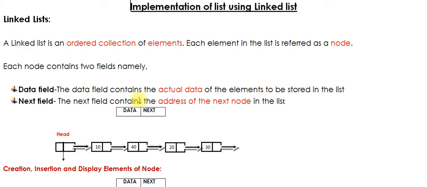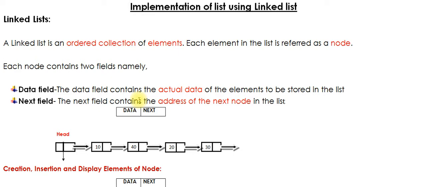And the limitations of linked lists are: a linked list does not support random access. The memory required to store the next field is slightly complex, and searching for data in the linked list will take much more time when compared with array based implementation. So these are the limitations and disadvantages.